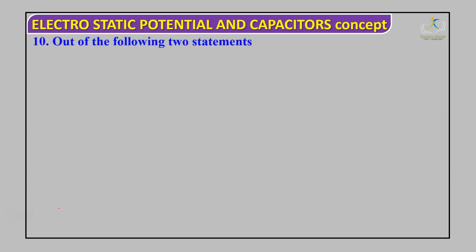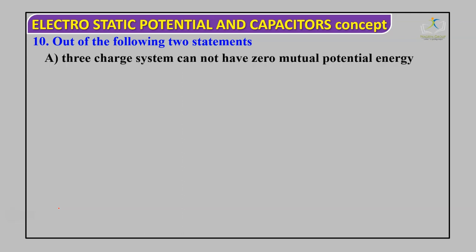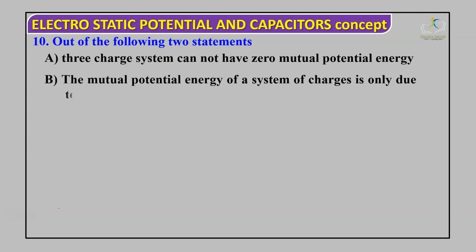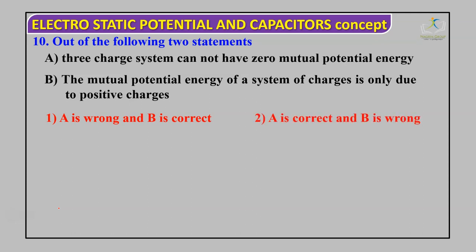Next we have, out of the following two statements: A, three charges cannot have a zero mutual potential energy. B, the mutual potential energy of a system of charges is only due to the positive charge. A is wrong and B is correct. A is correct and B is wrong. Both A and B are correct. Both A and B are wrong.